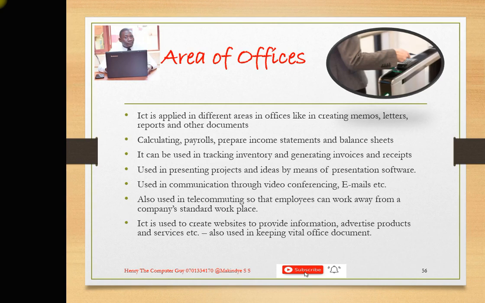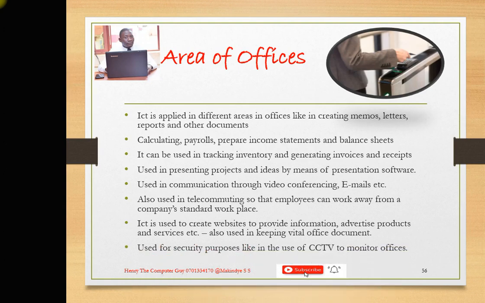So they're telling us that also computers are used in keeping vital office documents. You have some information, for example, information about your employees, you keep it there. You have some orders, you have received lists, you want to make orders, you keep that information there. The company secrets or the office secrets are kept in a computer safely with ease.